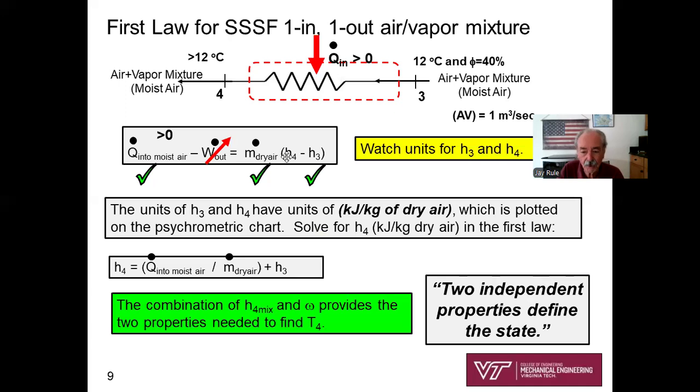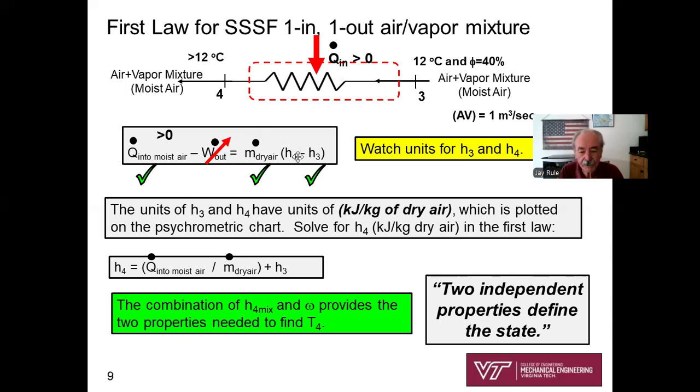Times H4, don't have, and H3 we can get from the psychrometric chart. The only thing to be aware of here is watch out for units of H4 and H3. This is H4 of the mixture, H3 of the mixture, and recognize that these enthalpy values using the psychrometric chart have units of kilojoules per kilogram of dry air. And that's why it's going to be important for us to work with m dot of the dry air.